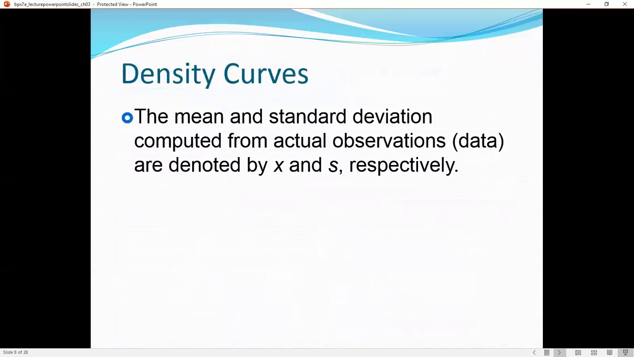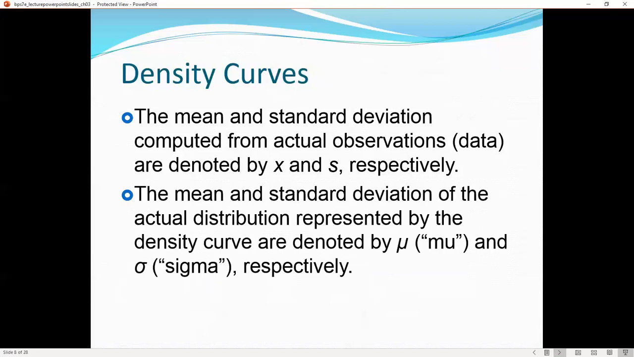The mean and standard deviation computed from actual observations data are denoted by x-bar and s respectively. The mean x-bar and s. The mean and standard deviation of the actual distribution represented by the density curve are denoted by mu and sigma respectively.